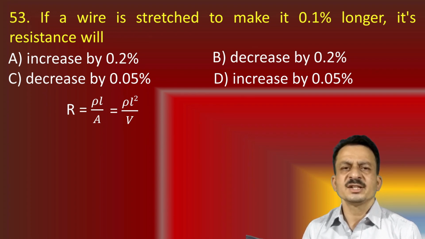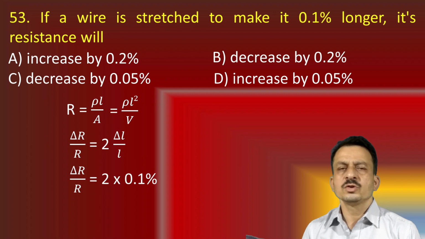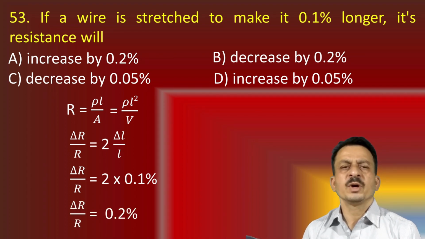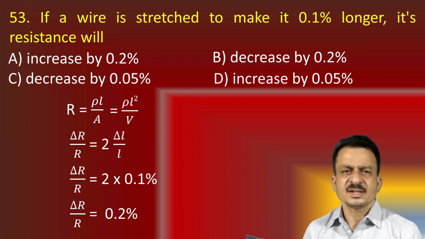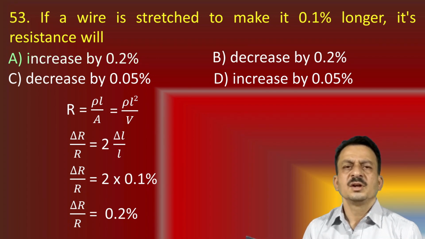Therefore, the fractional change in resistance, delta R by R, is equal to 2 into the fractional change in length, delta L by L. But delta L divided by L is given, that is 0.1%. Therefore, 2 into 0.1% is 0.2%. Since the length is increasing, the resistance also increases. Hence, A is the right answer, increase by 0.2%. A is the correct answer. Next problem.